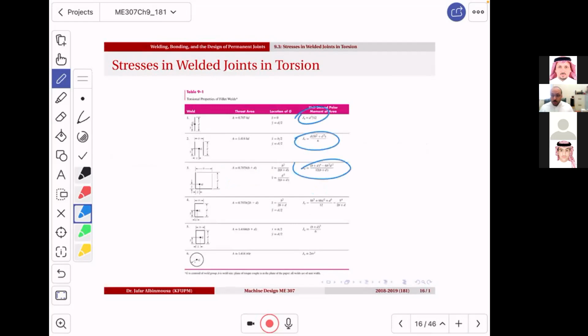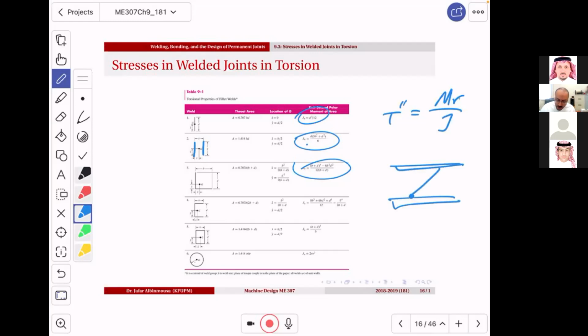So all you have to do is go to Aramco, they have welding, and the welding is two lines. I can find JU. If I find JU, I multiply it by h, and then I multiply it by 0.707, and I can find J. If I find J, I can find tau double prime, which is MR over J. R is the distance from the centroid to the weld.